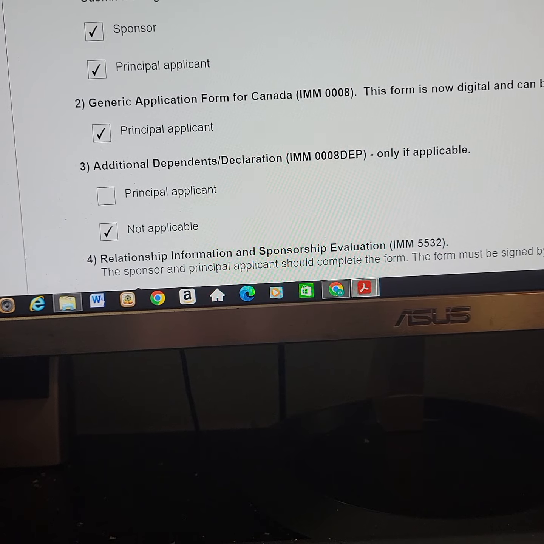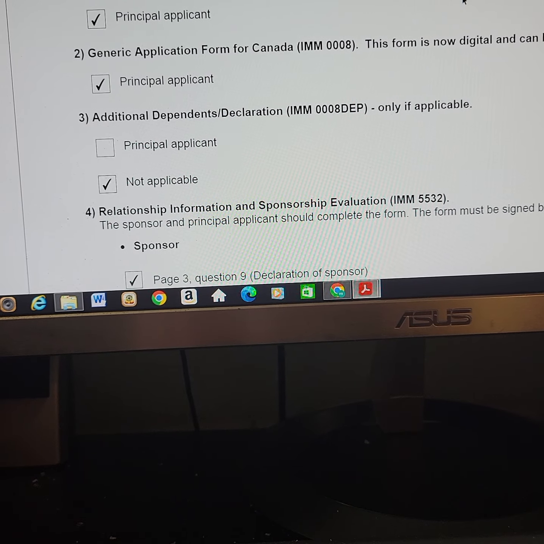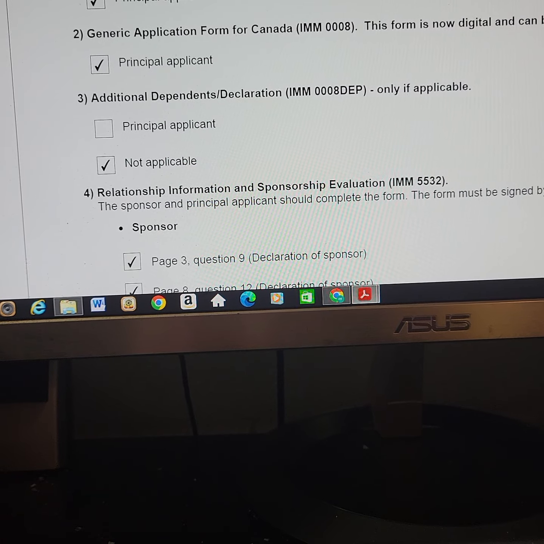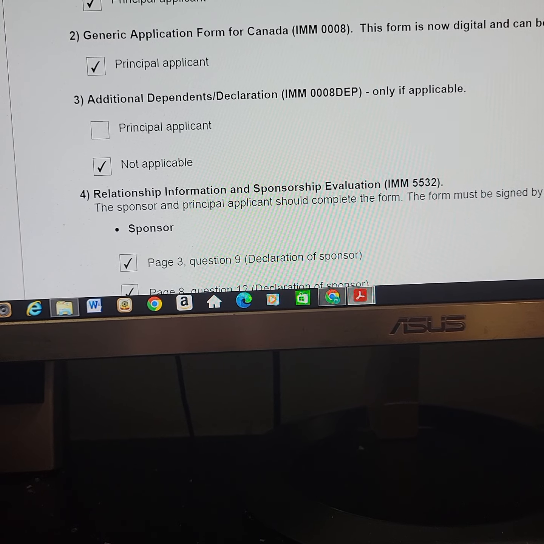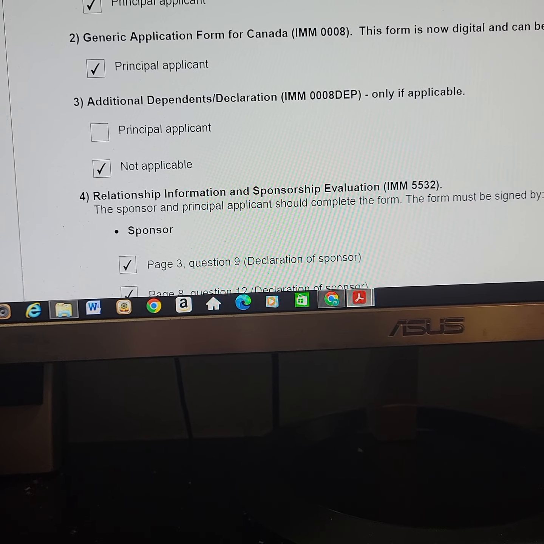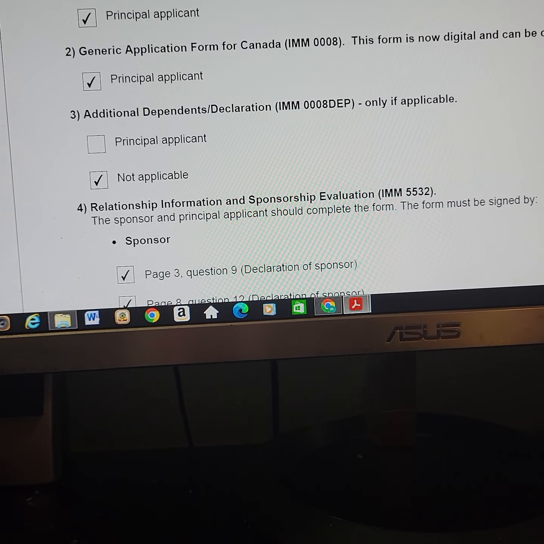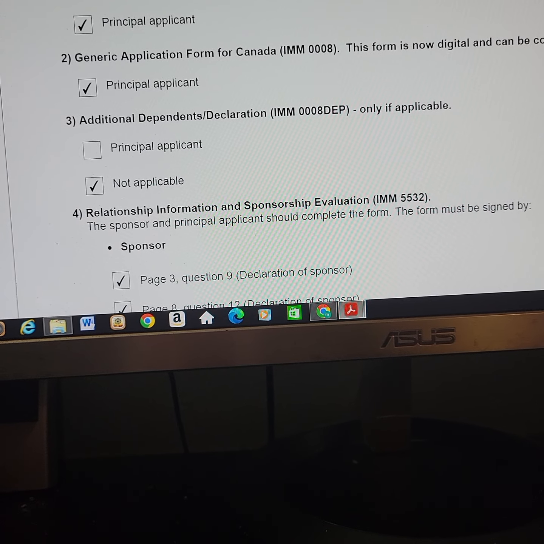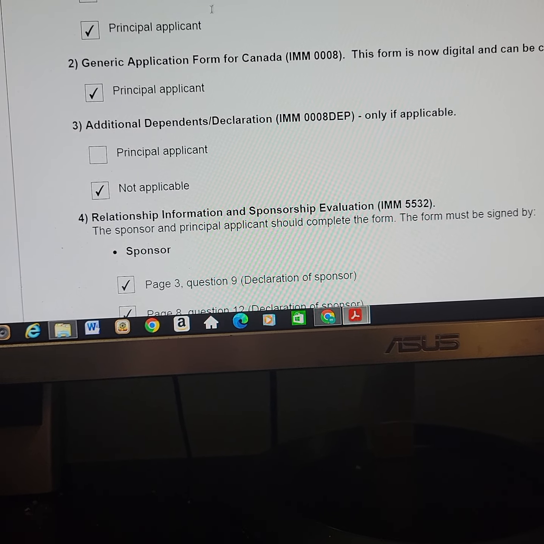The last part is actually to double, triple, five times check the application before submitting it. All forms have to be signed and dated properly. Application to Sponsor, Sponsorship Agreement and Undertaking, IMM 1344: this form needs to be signed by both the sponsor and the principal applicant. So make sure you do that.